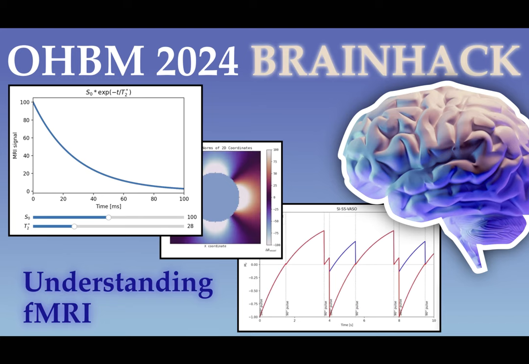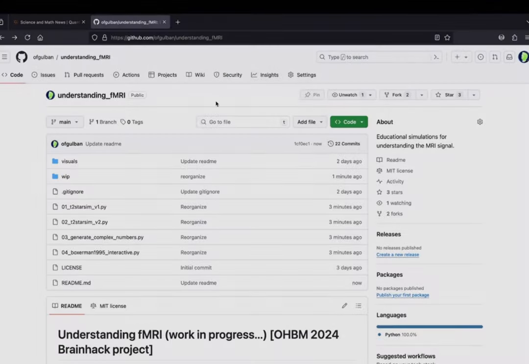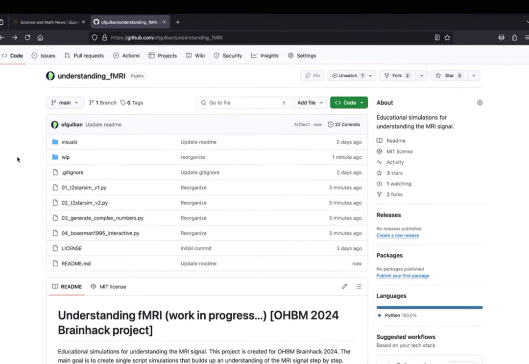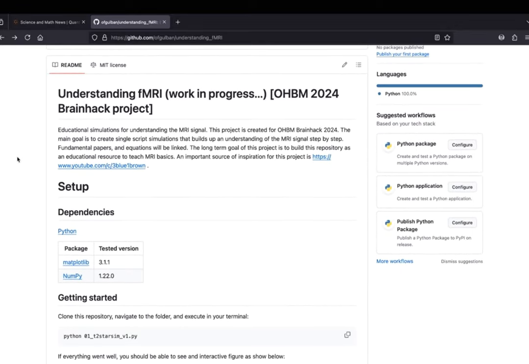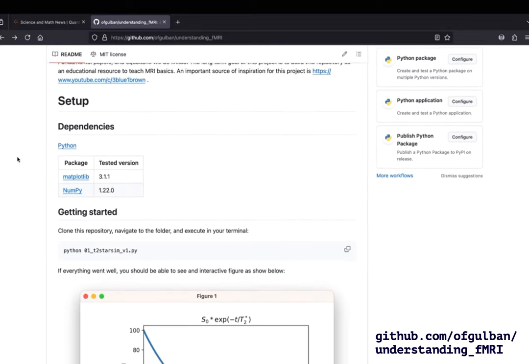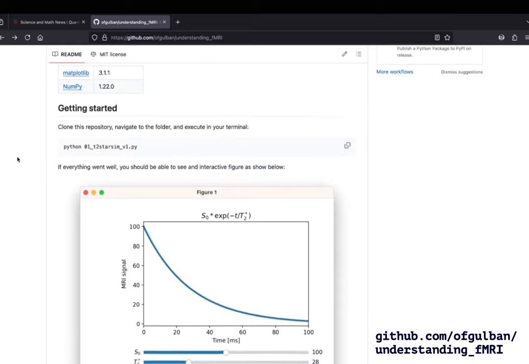Hello, in this video, I am going to talk about my Organization for Brain Mapping 2024 Brainhack project. This project was called Understanding fMRI, and together with some volunteers, we have created a GitHub repository where one can study the really deep parts of the fMRI signal.